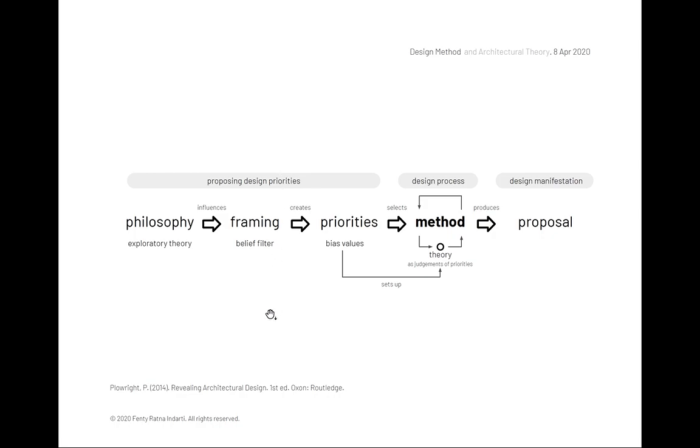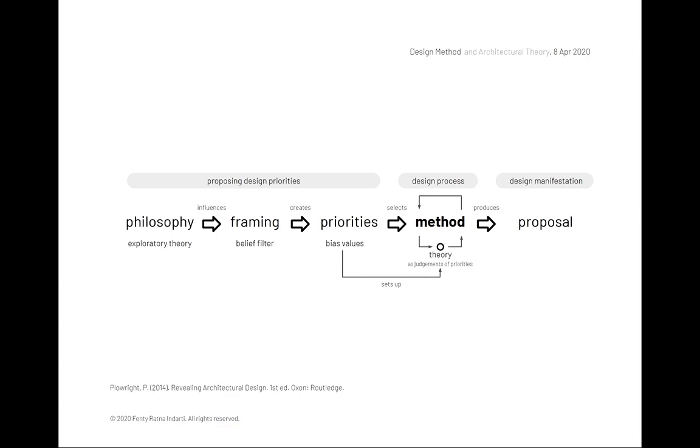Before getting to how best to design, let's go back to the position of the theory itself in the design process. Playwright illustrated how architectural theory takes part in the delivery of design. In this diagram, he depicts that there are three major stages in generating a design proposal, that is, proposing design priorities, design process, and design manifestation.